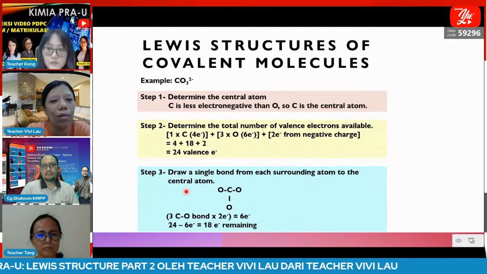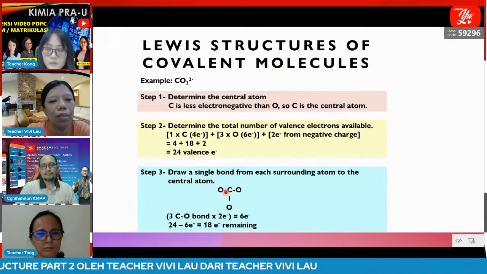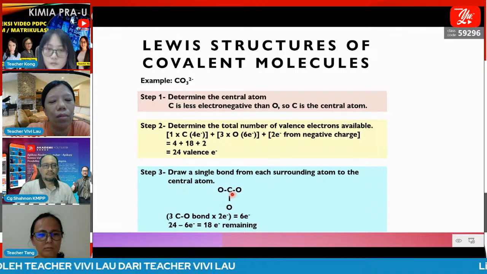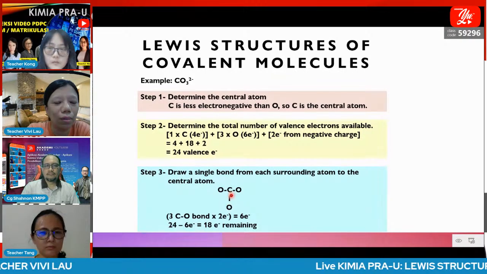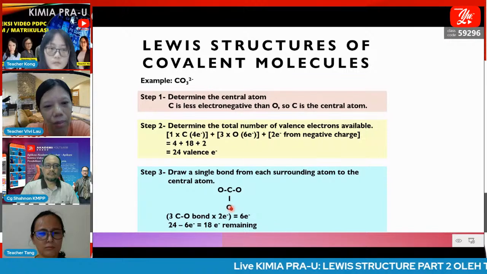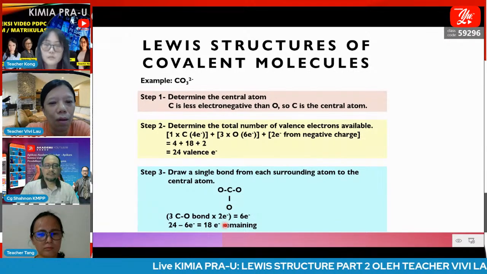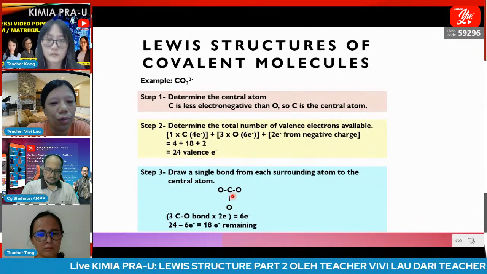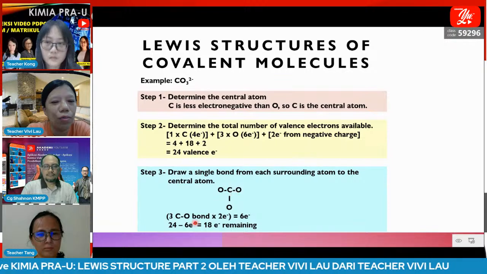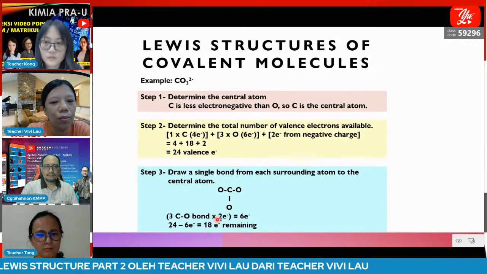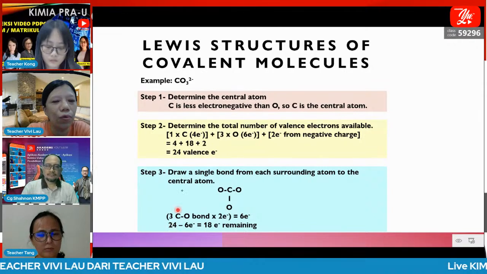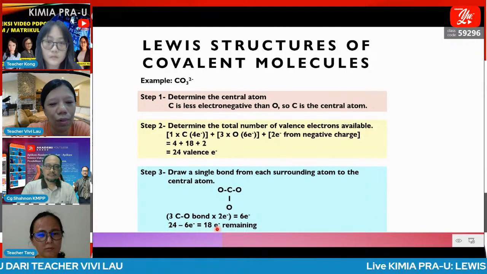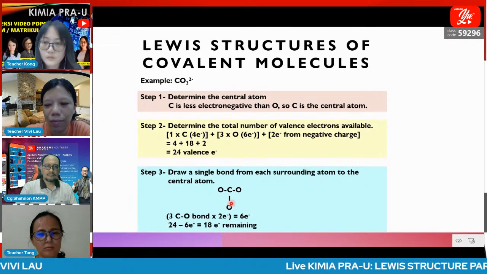Okay, step 3, draw the single bond from the surrounding atoms to the central atom. So you join the central atom and the surrounding atoms. One single covalent bond is 2 electrons. So you have 3 covalent bonds here, so 6 electrons. So 24 minus 6, you have 18 electrons remaining.